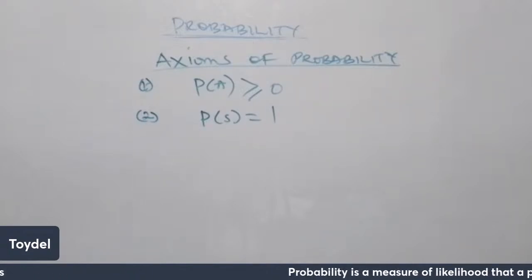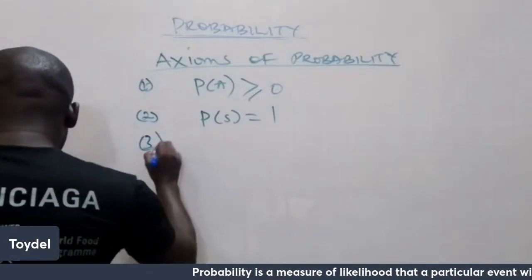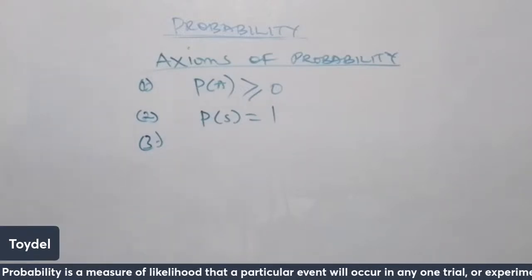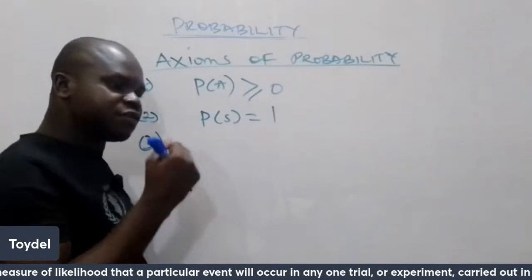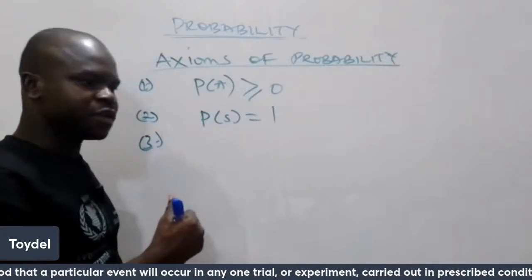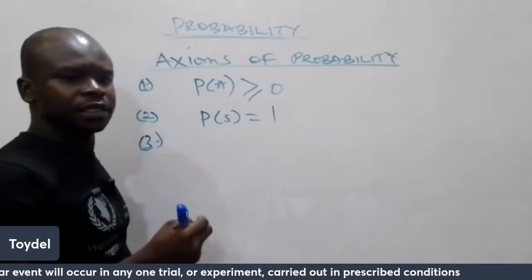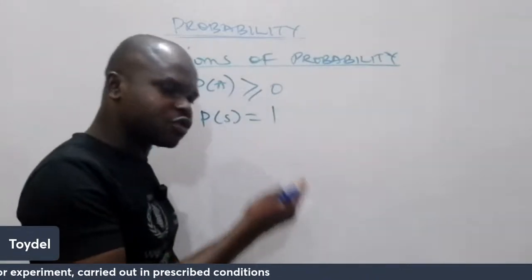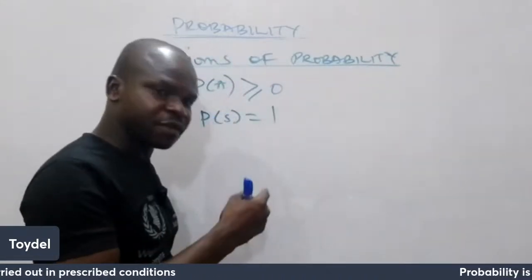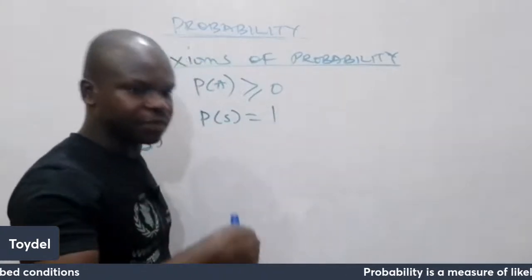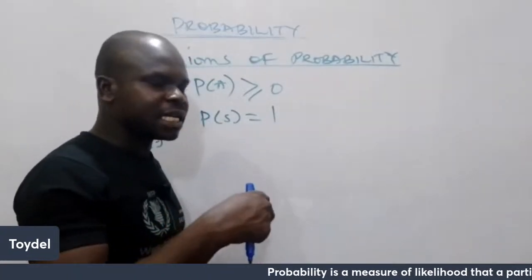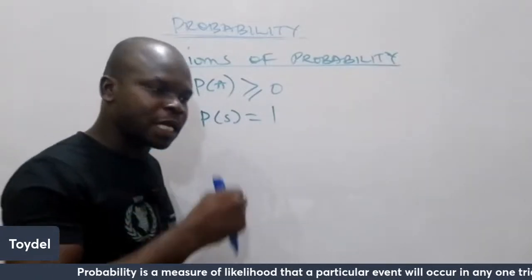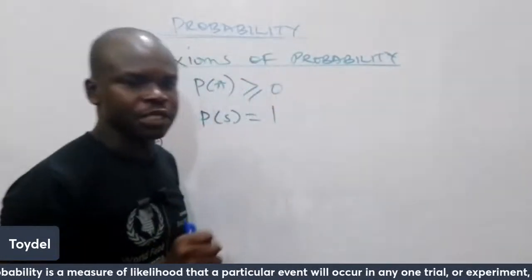Then the third axiom is for any number of mutually exclusive events. What are mutually exclusive events? Two events are said to be mutually exclusive if they cannot happen together. So when do we say that two or more events are mutually exclusive? Two events are mutually exclusive if they cannot happen together.